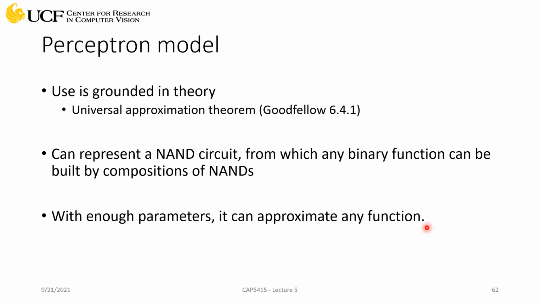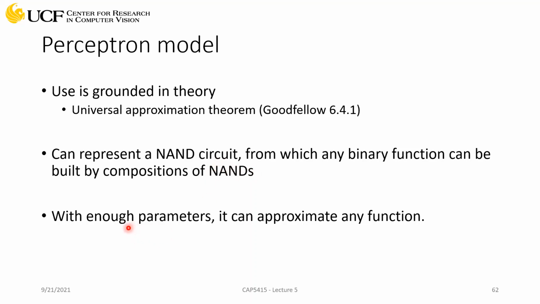So let's wrap this model up, and we'll quickly move to CNNs. So this is well grounded in theory, which is good. Essentially what you can do is represent a NAND function using any binary function. And then you know that you can use these NAND functions in different compositions to actually generate many other complex functions. So that is pretty interesting.